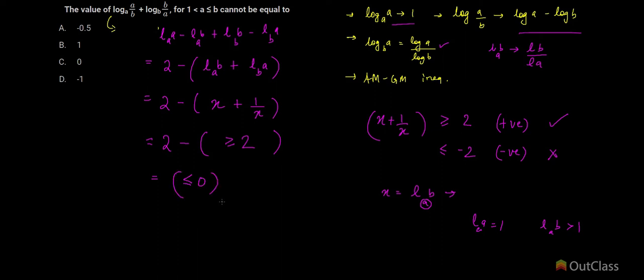Anything which is 0 or less is viable, meaning 1 is the thing that is not possible. The final answer is option B.